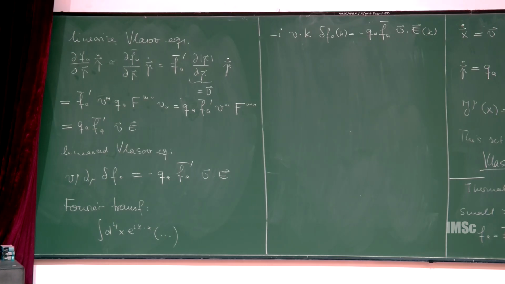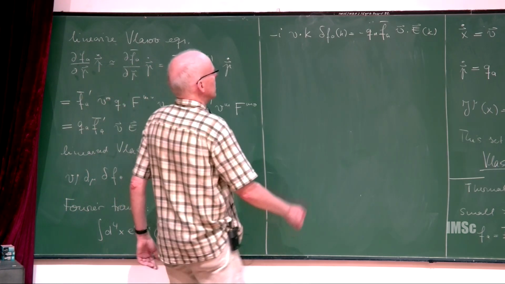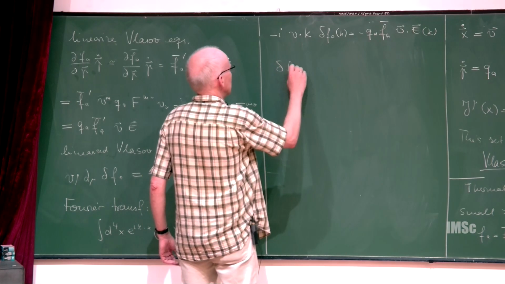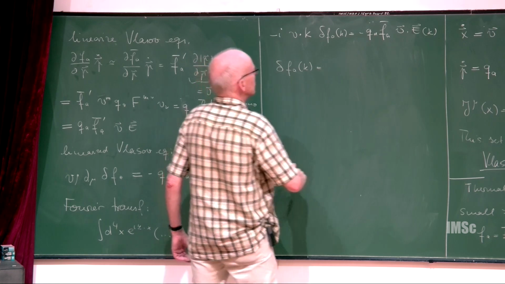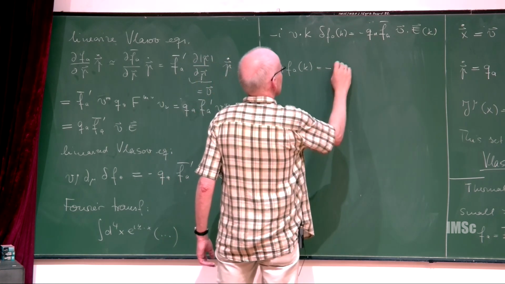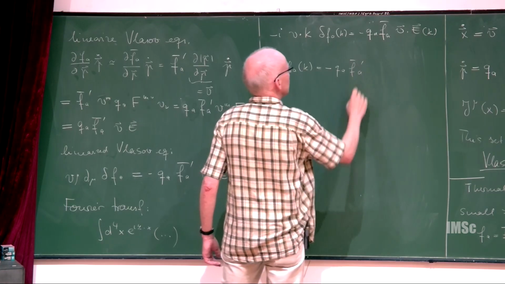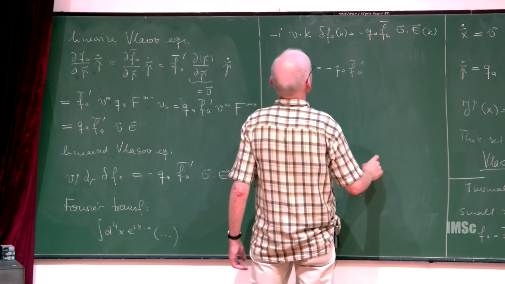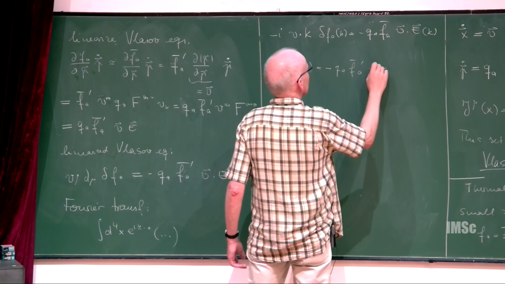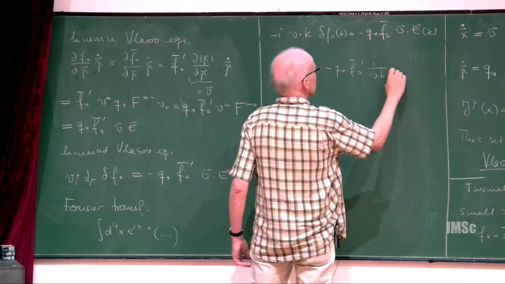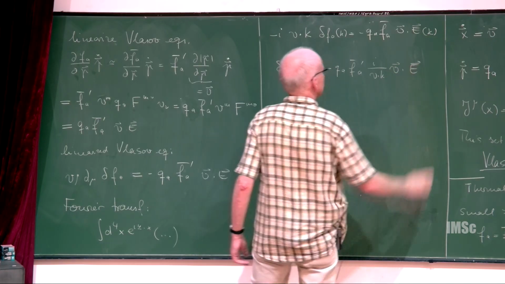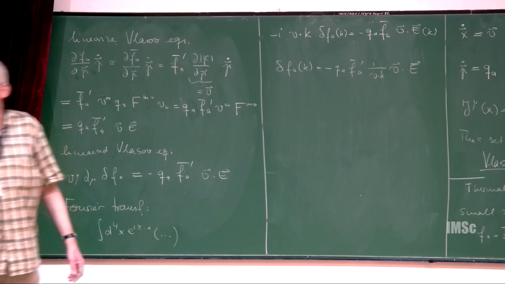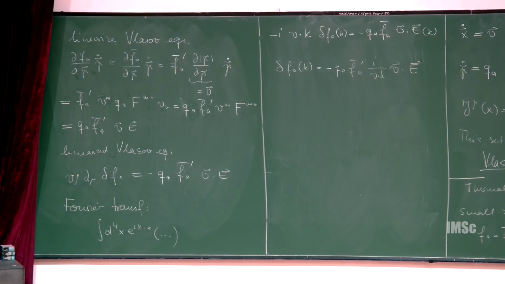And the current, let's write the current. Well, we can solve this first. Now it's an algebraic equation, and to get the solution, f_a of k equals minus q_a f_a bar prime, and then plus i over v dot k times v dot E. Check the sign. Yeah, it has a minus.